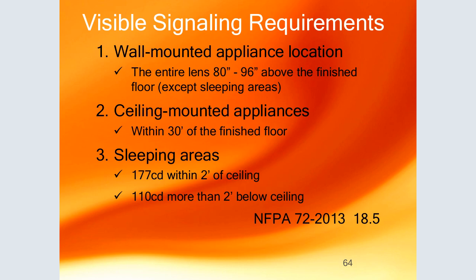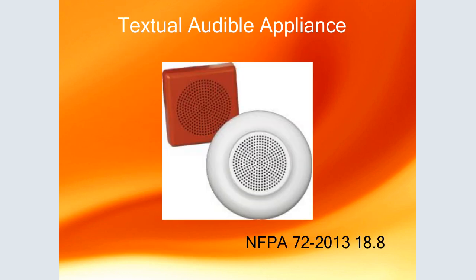So the visual signal requirements are wall-mounted appliance location at the entire length, that is 80 inch to 96 inch above the finished floor, except the sleeping areas. We have the ceiling-mounted appliances like now the sounders, the heat detectors, the smoke detectors are ceiling-mounted appliances with 30 inches. Then the sleeping areas, we have the 177 within the ceiling. So those are the requirements of doing the visual appliances. These are the things that you can be able to see easily.